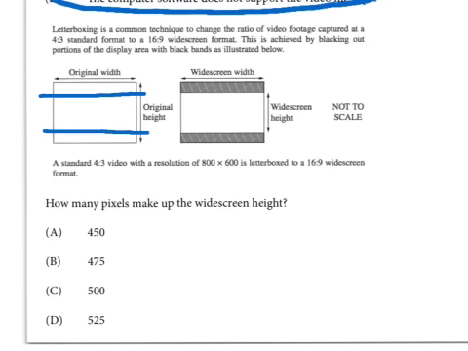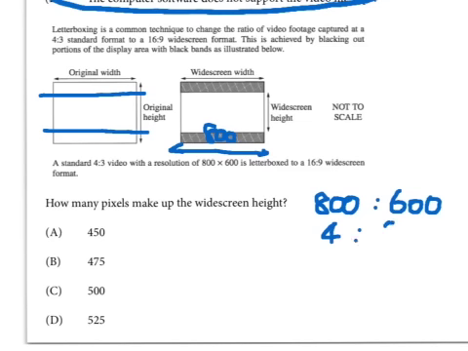So what we're looking at here is obviously the width doesn't change, so the width here is still going to be 800. What we've got to figure out then is the widescreen height. So what do we know from the original one? We know the original width is 800 and the height is 600, and that is in a 4:3 ratio. Now what we've got is an 800 to something that we want to know, which in this case is the height, and that is in a 16:9 ratio.